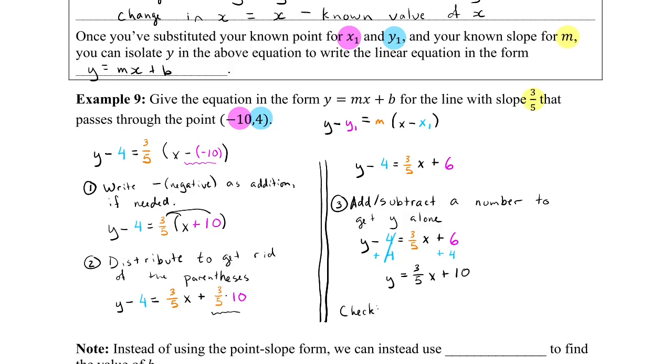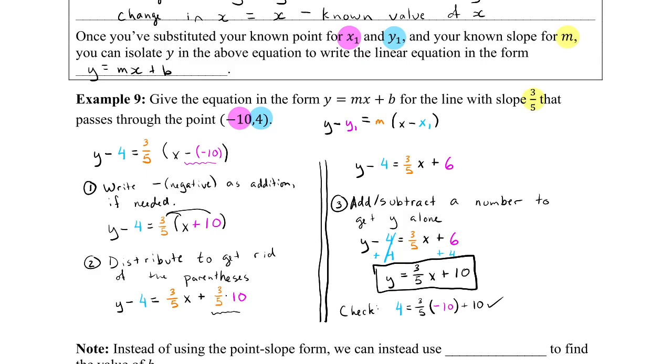What we need to check is that our given point really is on this line. So we need to check that 4 really does equal 3/5 times -10 plus 10. And putting this right-hand side into the calculator, we see that that really does come out to 4. So this equation really is correct.